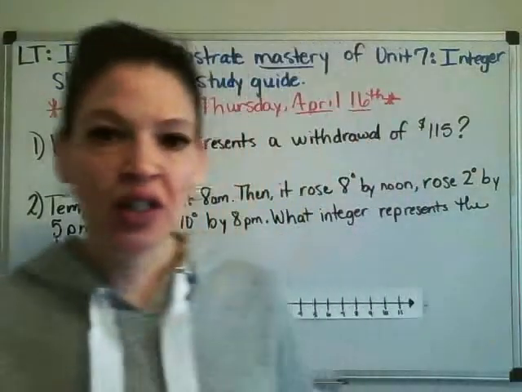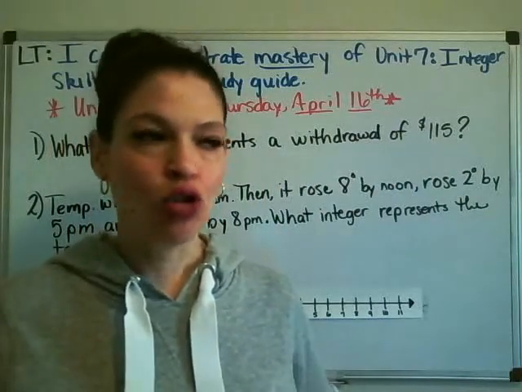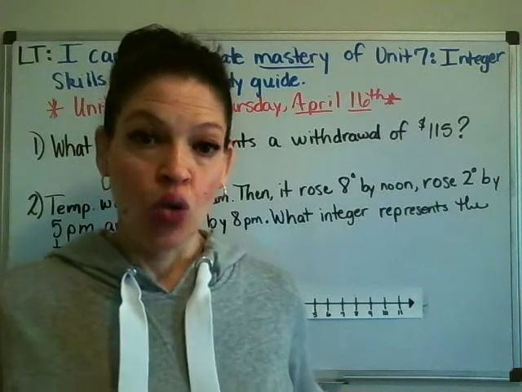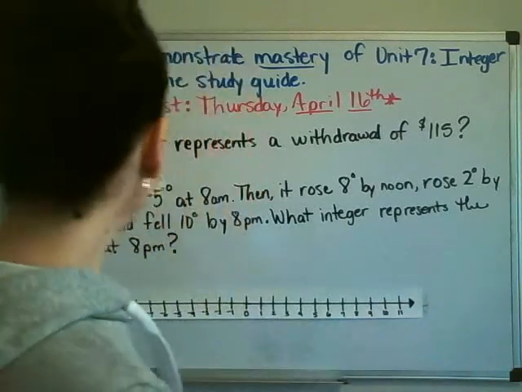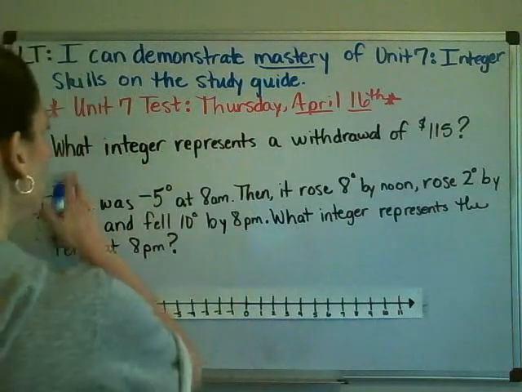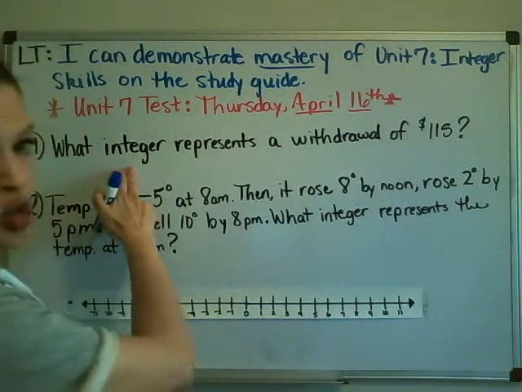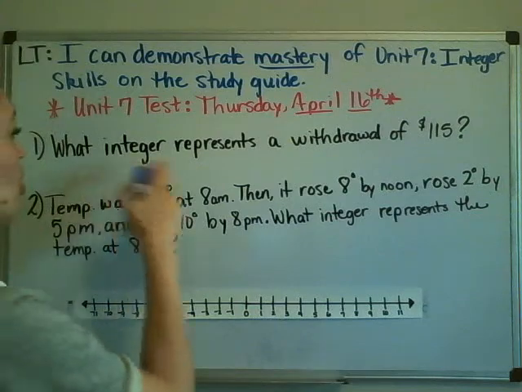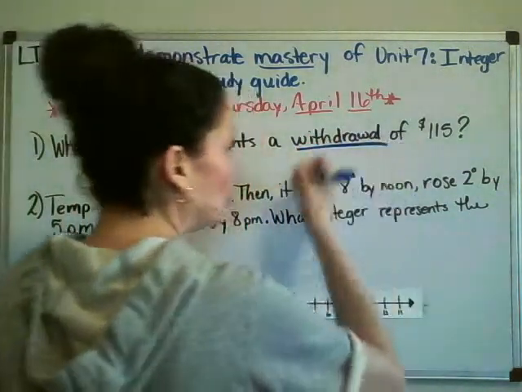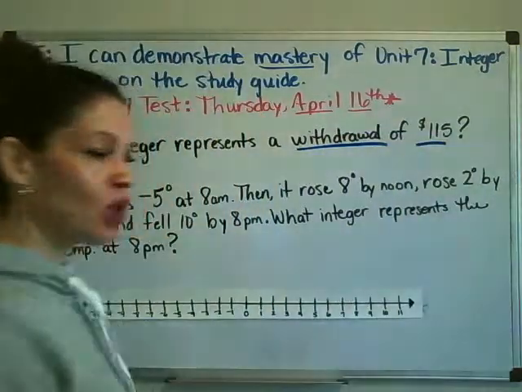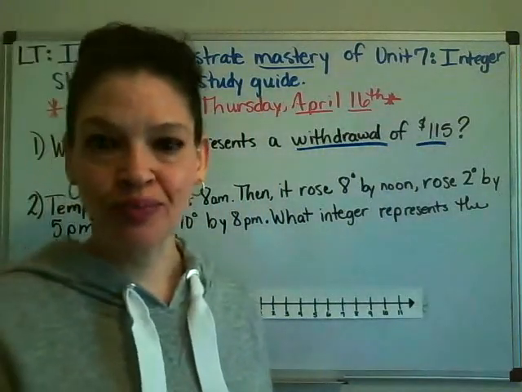So at the very beginning of the unit, we spent a lot of time just looking at vocabulary words, words that represented positive and negative numbers. So if we look at this statement, what integer, that means which positive or negative number, represents a withdrawal, here's your key word, of $115.